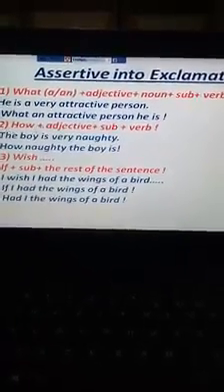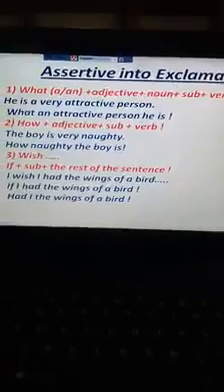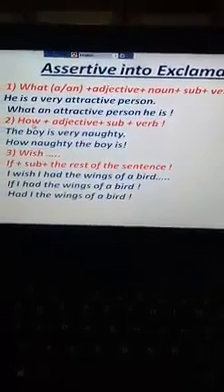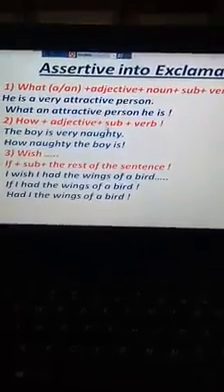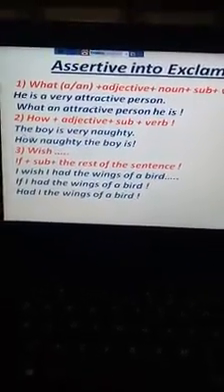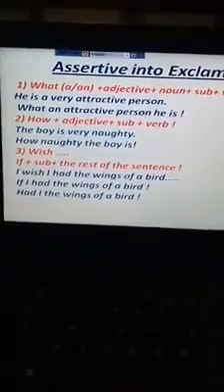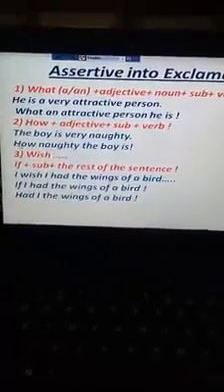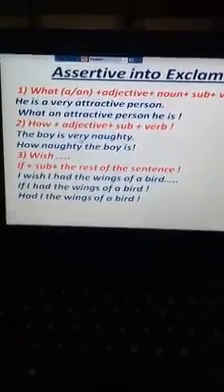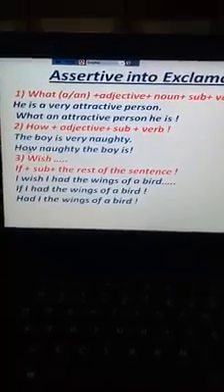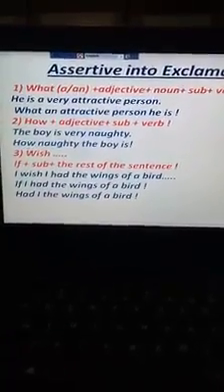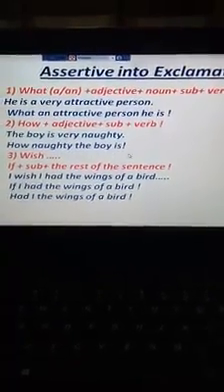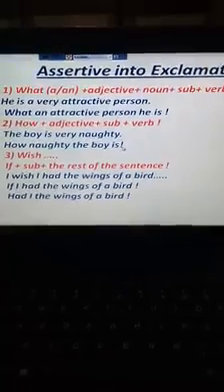Number 2, this is about how. Sometimes an exclamatory sentence starts with how, and the structure is how. After how, you should write the adjective, then subject, and then verb. Look at the example. The boy is very naughty. So I can start the sentence with how. How is again used instead of very. This is used as an adverb here. So how naughty the boy is. How, then adjective naughty, then the subject boy, and the verb and note of exclamation.